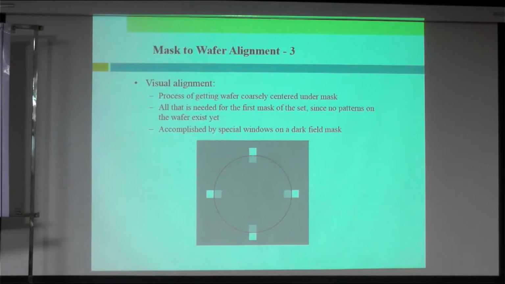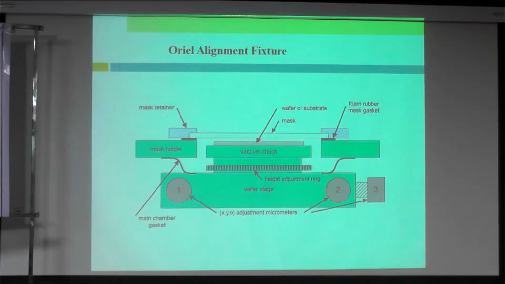And you can have this kind of alignment as well. So this is a typical aligner. You have this kind of table, the wafer stage. Then you have height adjustment. Then you have the vacuum chuck. Then you put your wafer substrate on this. Then this is your mask, or the photo mask we call it.